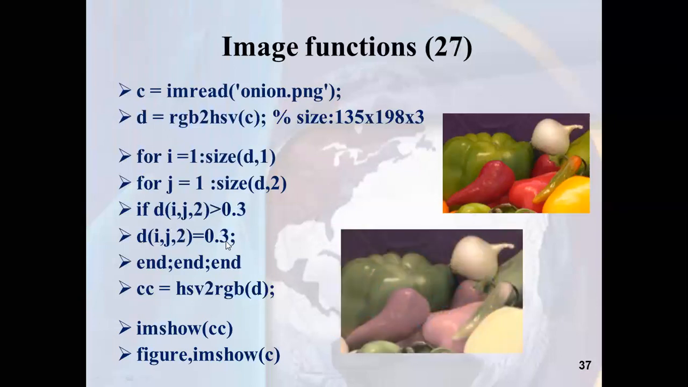Now, if we make a change on the second matrix, which is saturation, we see that the quality of the image is not good, as we have faded colors.